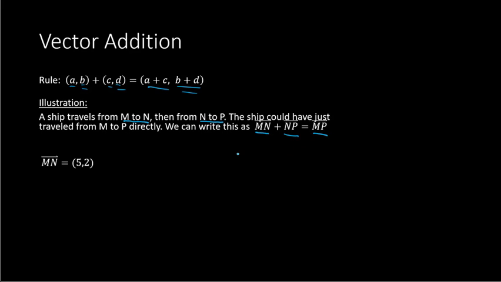So let's say we had MN was the ordered pair 5, 2, NP was the ordered pair 3, 5, and we were asked to find what is vector MP, what is the addition of those two. So what we would do is to add them together, we'd add 5 and 3 for the first part of the ordered pair. That gives you 8. Then we add the 2 and the 5 right there, and that gives you 7. So vector MP would be the ordered pair 8, 7.